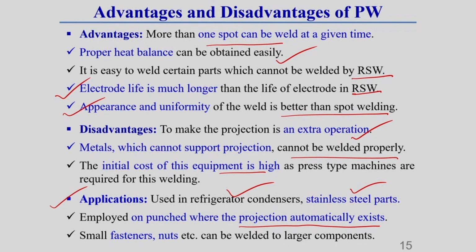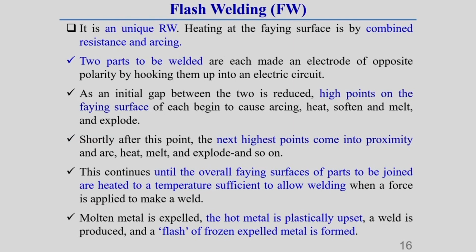That means it is employed on punches where the projection automatically exists. It is also used in small fasteners, nuts, etc. And it is also used to join these small fastener nuts to large components by using this projection welding process. Now, flash welding is another category of resistance welding process.